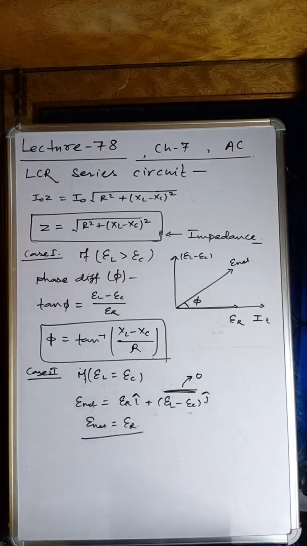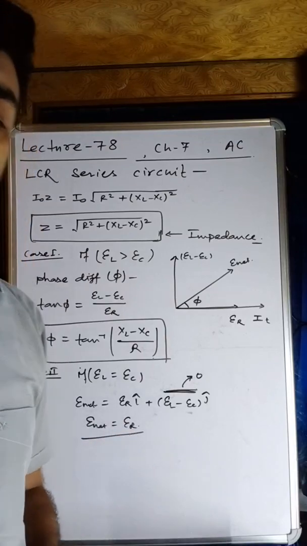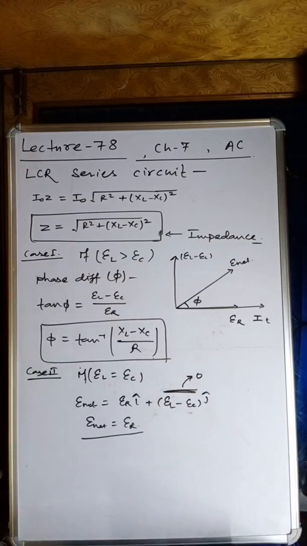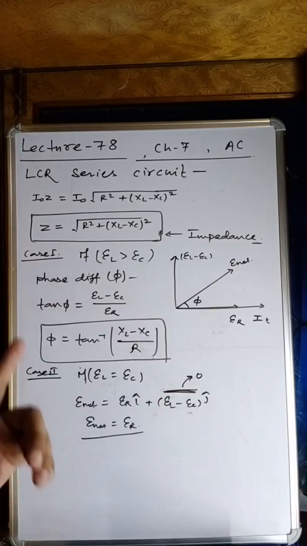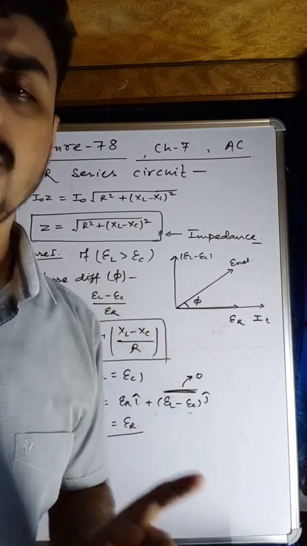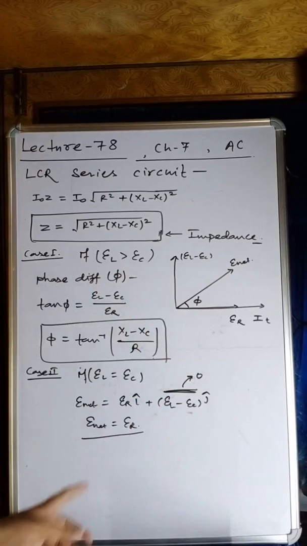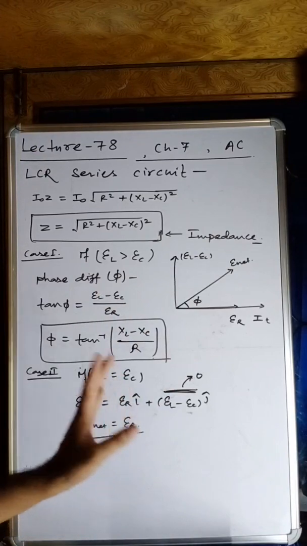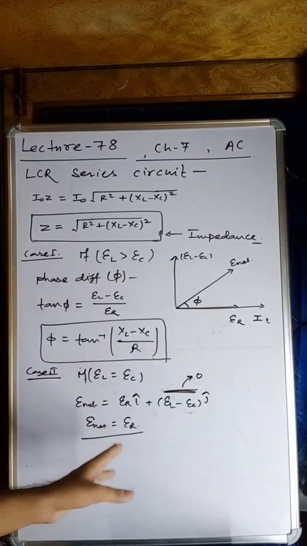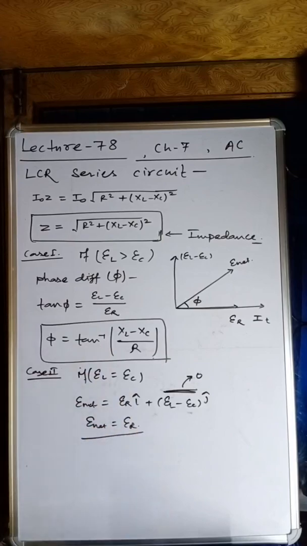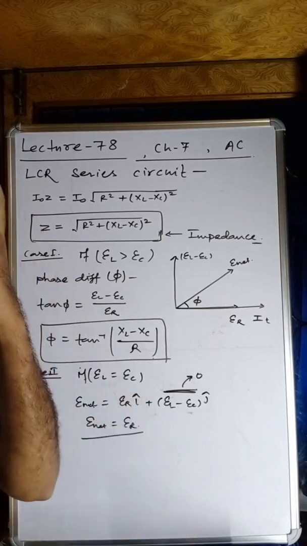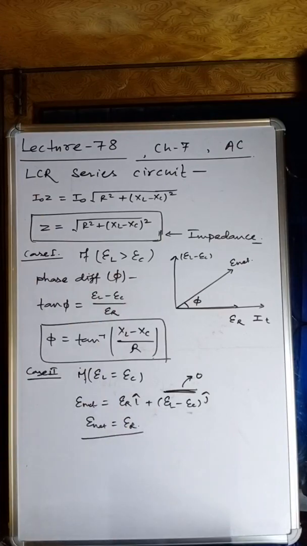What does it mean? Try to recall, my dear students. We studied that a capacitive circuit gives 0 power, and an inductive circuit gives 0 power as well. But there was no 0 power for the resistive circuit. You can see here the net voltage is only across the resistor. It means the net voltage is dropped across the resistor, which we get as output. Otherwise, the rest two cancel out.